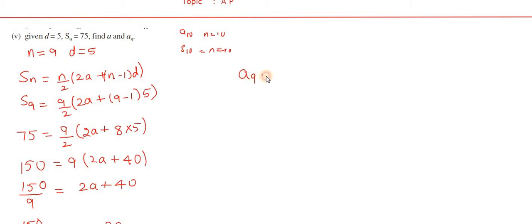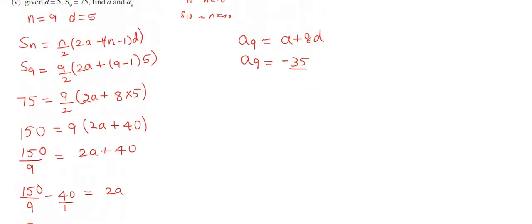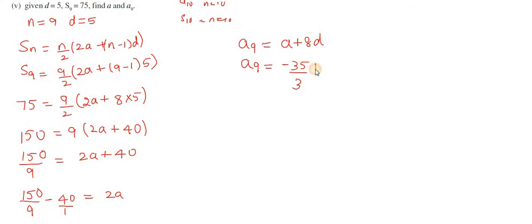So a9 is equal to what? a plus 8d. So a9 is equal to the value we just found, which is minus 35 by 3, plus 8 into d. The d value is 5. Therefore a9 is equal to minus 35 divided by 3 plus 8 times 5, that is 40.